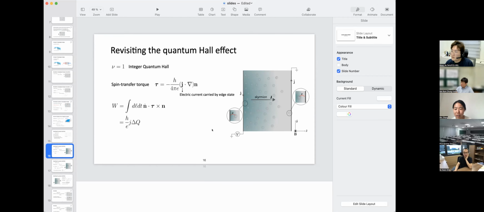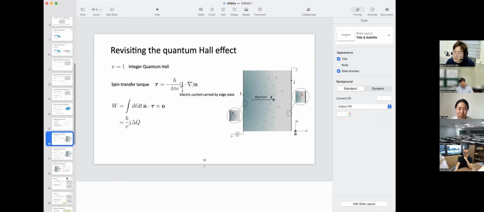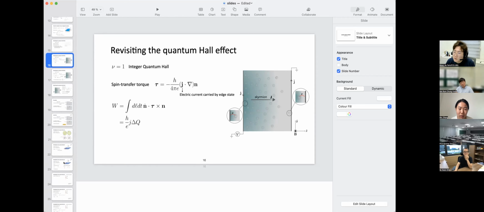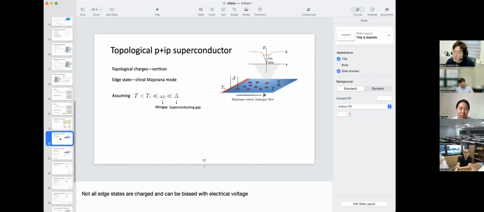Also, another question about this Majorana case. Would there be any non-local effect on this other side? What would be the effect on the other side? I didn't talk about it, but yes, there should also be the Onsager reciprocity.